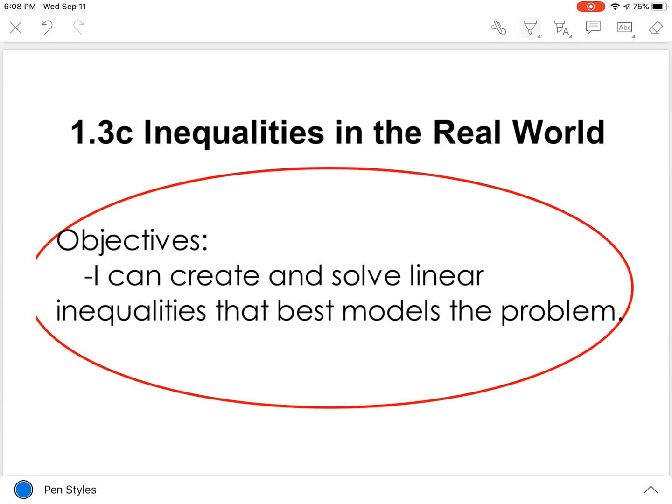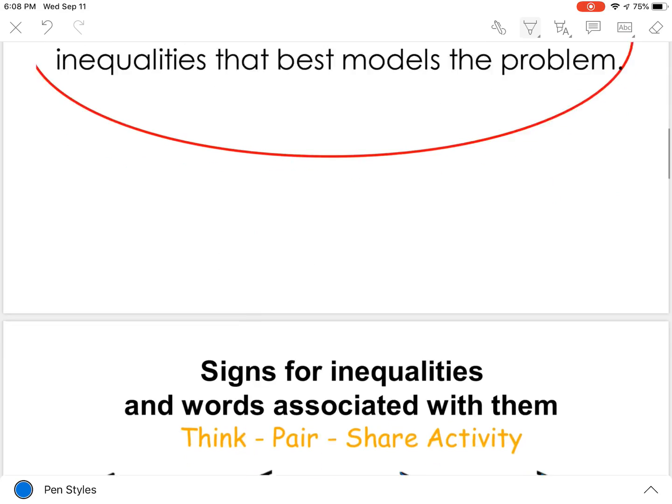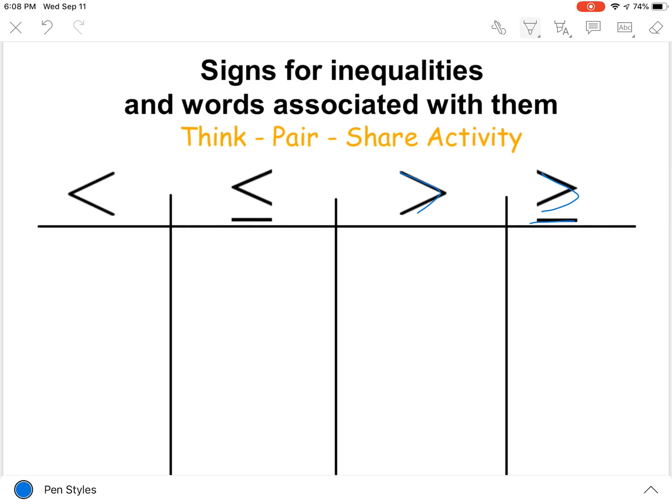1.3c is on inequalities in the real world. So we're going to look at some real world situations and create and solve some inequalities here. So take a second and think about synonyms, right? If you're thinking about less than or equal to, greater than or equal to, what are some synonyms for those signs?